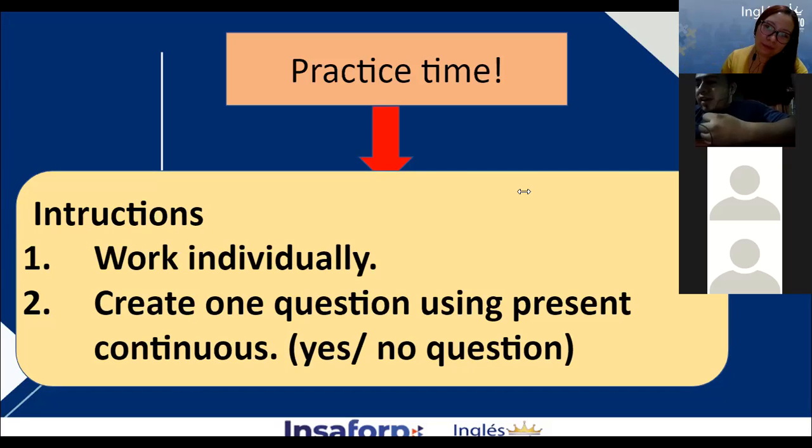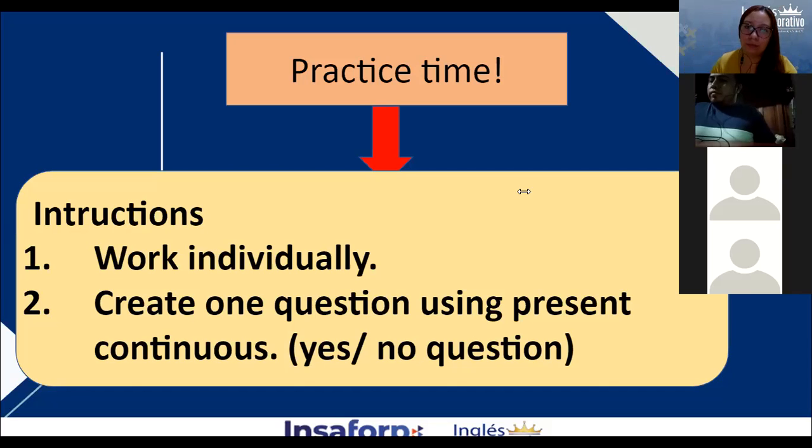Okay. Are you having dinner? Repeat, please. Are you having dinner? ¿Estás cenando? No, I am not. I am not having dinner. Thank you, Luis. Okay. Luis, usted le va a preguntar a Manuel Antonio.